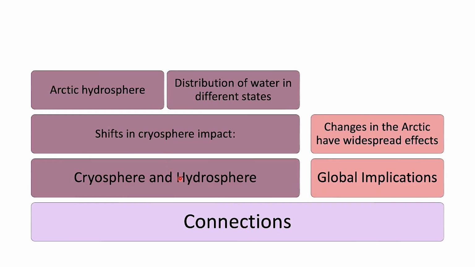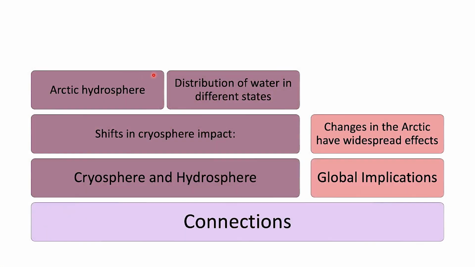So how the connections are actually present and seen is that we have two major things. One is the cryosphere and hydrosphere. There is a shift in the cryosphere that leads to an impact on the Arctic hydrosphere. Cryosphere means the low temperature items, basically ice sheets, glaciers and other things. So when there is a change, the ice melts, leading to formation of water. So the cryosphere changes lead to changes in the hydrosphere, that is, water based bodies are also getting affected. And the distribution of water in different states is also changing because of the change in the cryosphere.